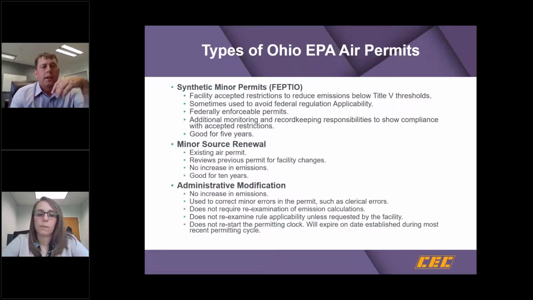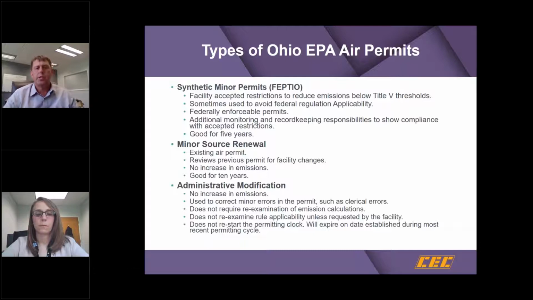Administrative modifications: not a renewal, but something has changed. In this case, the administrative mods are just usually minor clerical errors or clarification, something that needs to be changed. There's no increase in emissions with these, and you're not going to have to go through and look at your calculations again and reevaluate your emissions. You're not going to have to re-examine your rule applicability and see if anything changed there. It's really just very minor word changes or things like that that don't really affect the operation of the facility or the emissions in any way.